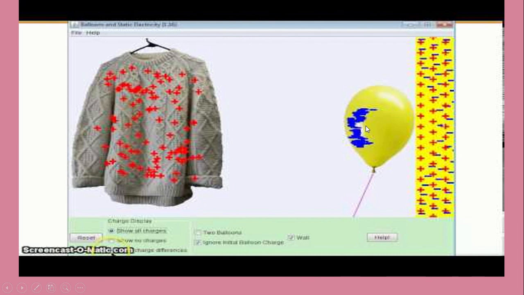When the balloon gets stuck to the wall, remember the wall is also neutral, so in the wall both positive and negative charges are scatteredly distributed. But when the balloon is brought near the wall, the positive charge of the wall will attract the negative charge of the balloon. That's why when you leave a balloon after rubbing it with a woolen sweater, the balloon will stick to the wall. You can also do this experiment.